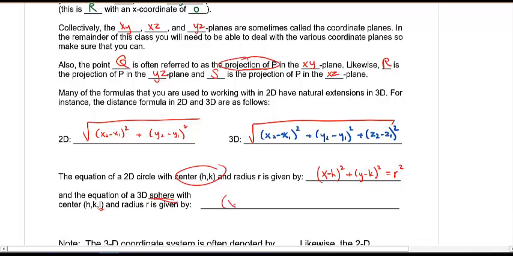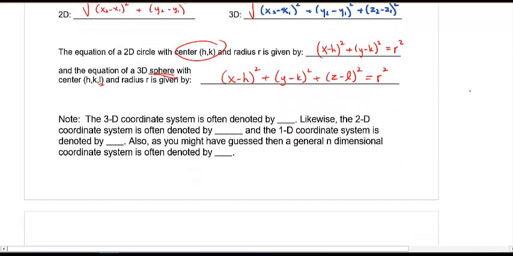So I would just extend this equation to (x − h)² + (y − k)² + (z − l)² = r². And I want you to note that the 3D coordinate system is often denoted by R cubed, for 3 dimensions. Likewise, the 2D coordinate system was often denoted by R², or the two-dimensional system, and the one coordinate system, of course, is just denoted by R. Okay, and as you might have guessed, then a general n-dimensional coordinate system is R to the power of n.